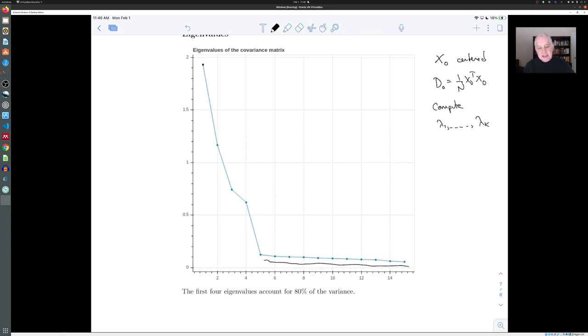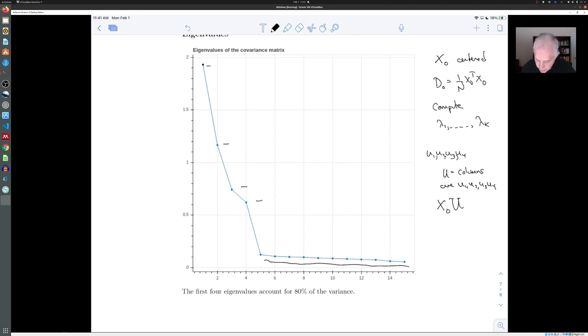And what this is saying is that if you were to take the four-dimensional space corresponding to these four eigenvectors, u1, u2, u3, and u4, and think of them as scores, each of them is a particular way to combine the features to make a new measure, and you make a matrix U whose columns are u1, u2, u3, and u4, and now you compute the scores.